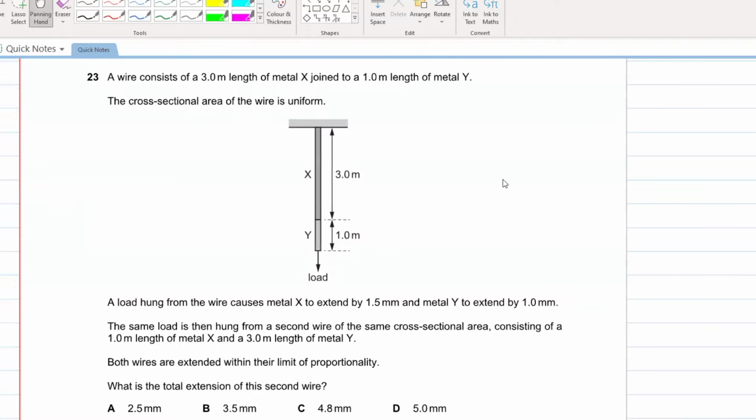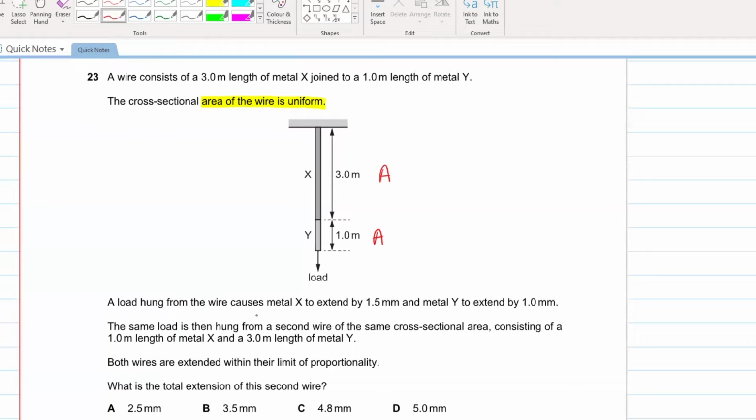Okay, this is something that I have done a lot of times in past papers and classes. Let's see this. A wire consists of a 3 meter length of metal X joined to a 1 meter length of metal Y. The cross sectional area of the wire is uniform. So this also has the area of A. This also has the area of A.